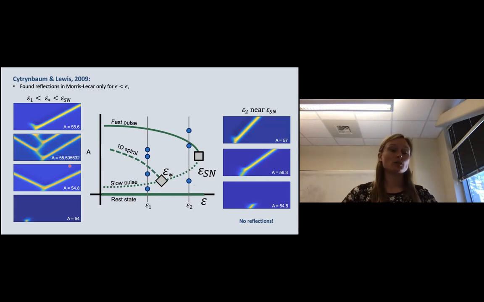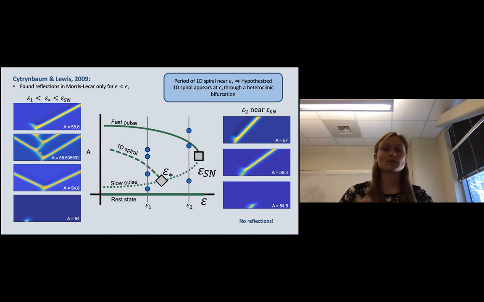And so Citron, Baum, and Lewis did some numerical simulations and investigations and determined that this 1D spiral wave seemed to be linked to the slow pulse. In some sense, it seemed to almost bifurcate from the slow pulse. Because if we look at what's happening at the core of these reflections, these thinner, lower amplitude portions here, those are actually very similar to a slow pulse. And so it looks like there's a bifurcation from the slow pulse that's causing this reflection.